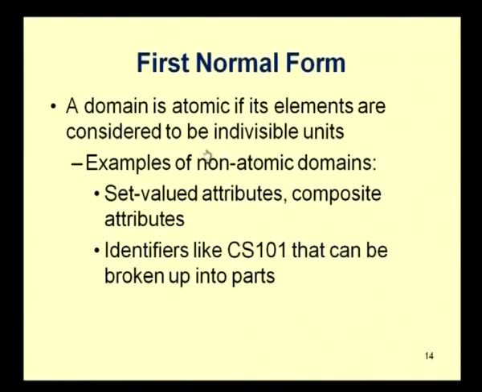What is the definition? The first thing is composite. We want it to be atomic. A domain is atomic if its elements are considered to be indivisible units. Examples of non-atomic domains are set valued attributes and composite attributes. Identifiers like CS101 that can be broken up into parts, that is CS for the department and 101 for the subject number, are also called non-atomic. It is not that they have to be separated by blanks; it depends on what the meaning says. If your database is going to consider these two as separate, then it becomes a non-atomic domain.